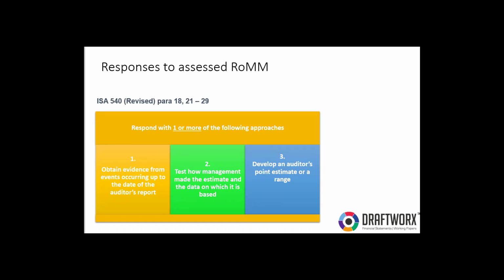And the third approach is developing your own point estimate or range of estimates. All right. Now, there really can be various circumstances where more than one of these approaches, a combination of them, might be better than just one, but it depends on the circumstances. There are cases where only one of these testing approaches is totally appropriate, but you have to assess based on the information, based on your understanding of the estimate, what would be the most appropriate approach.